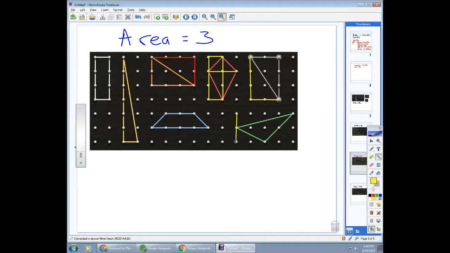If I encase this in a rectangle, what I want to do is get rid of stuff from that rectangle. So let's see. There's a triangle up here that measures 1, 2, 3, 4 by 1. So what's its area if it's 4 by 1 and is a triangle?